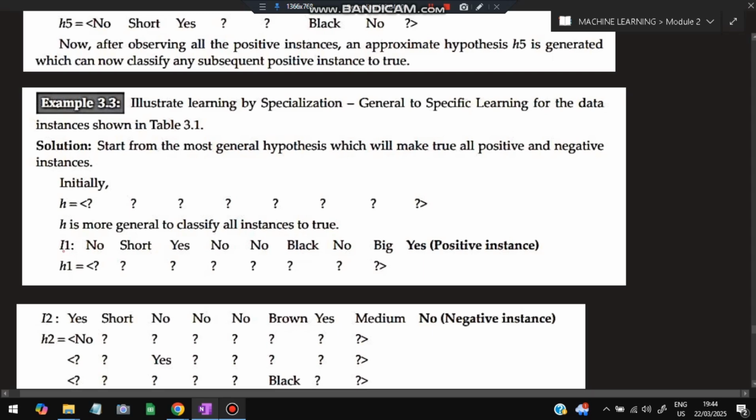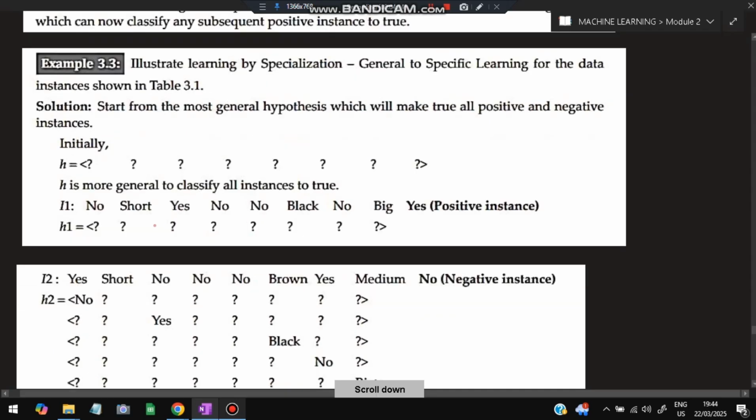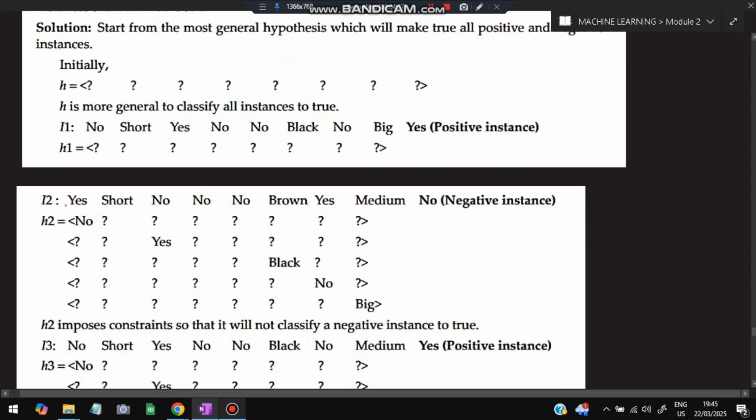Now see, here is the instance given, and the general values are given here. If the instance is given and the general values are given, we need not do anything. We'll keep it as such. h is more general, classifying all instances as true, so this will be kept as such. Next, we'll be comparing with I2. Only one iteration is not sufficient to start with h1. We have to consider I2 also.